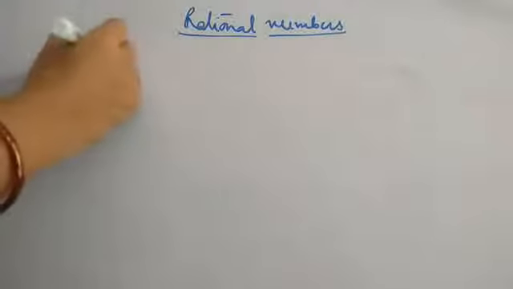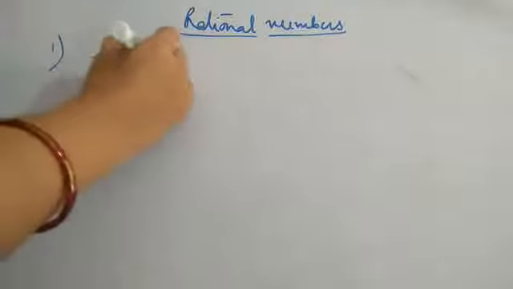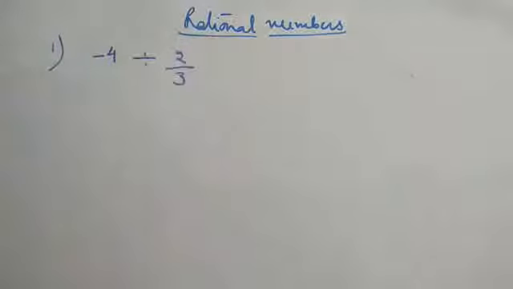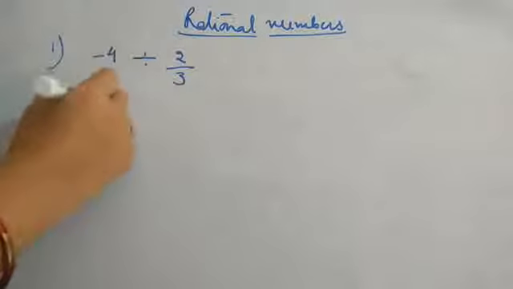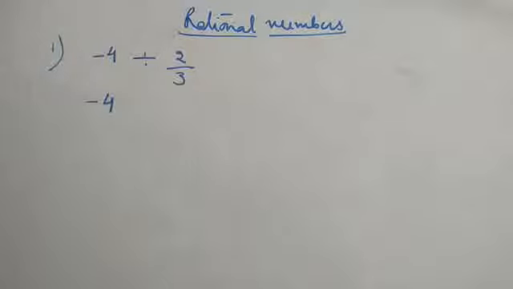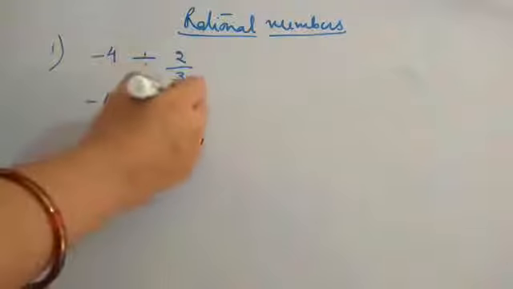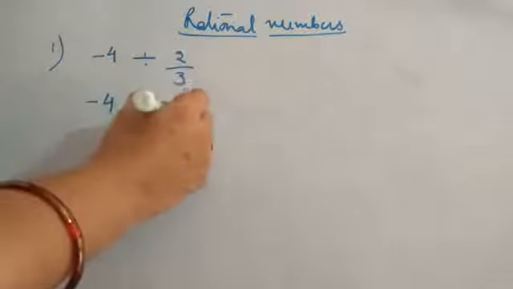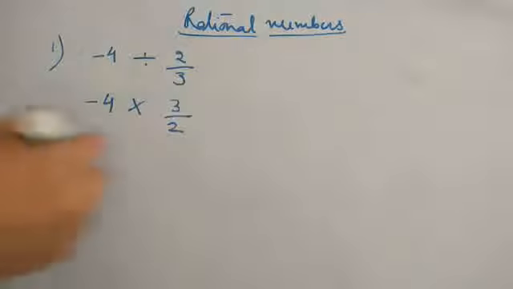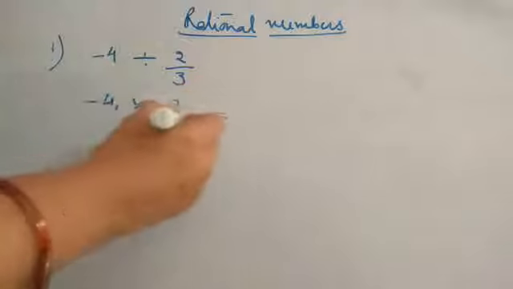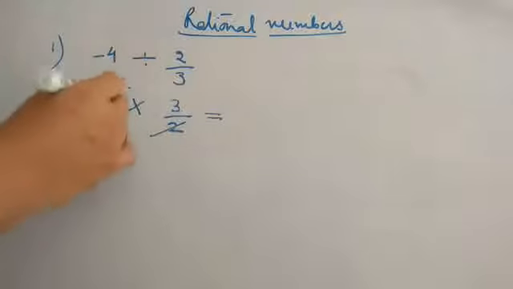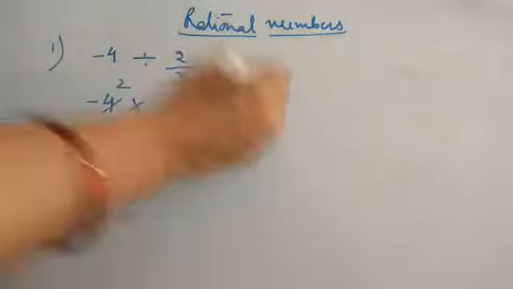See how we will divide rational numbers. Minus 4 divided by 2 by 3. When we divide, see what do we do? We write the first number as it is. Okay. See the steps. First number as it is. Division is changed into multiplication. And the second rational number is reciprocated. So 2 by 3 reciprocated will give you 3 by 2. Now, as you do multiplication, 2 2s are 4 and minus 2 into 3 is minus 6.